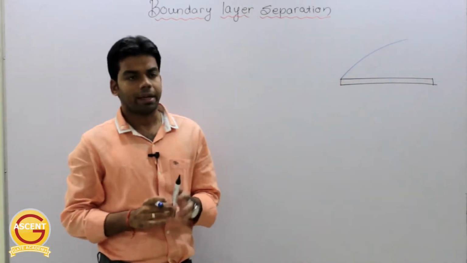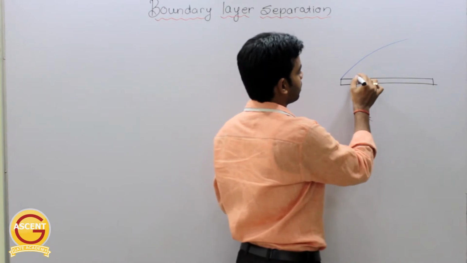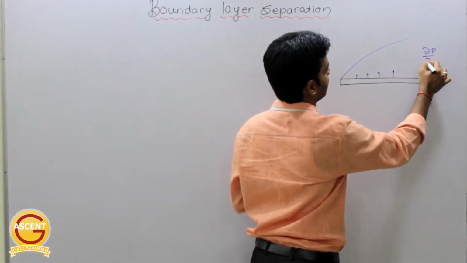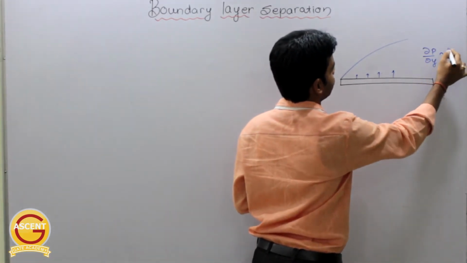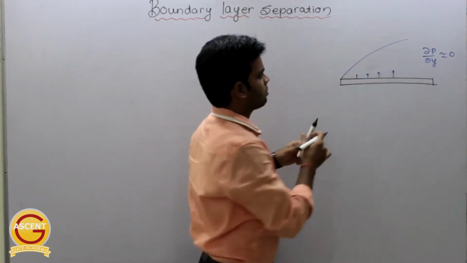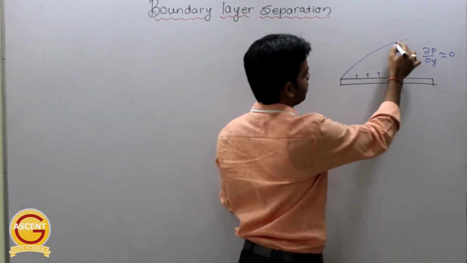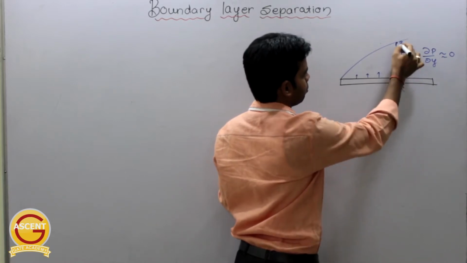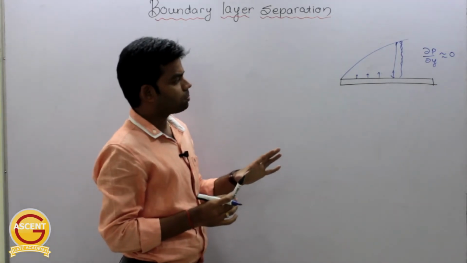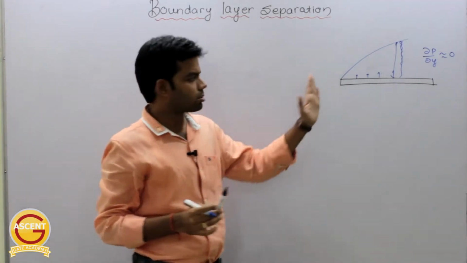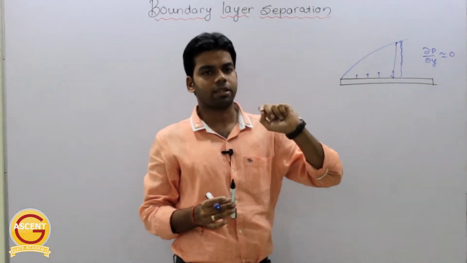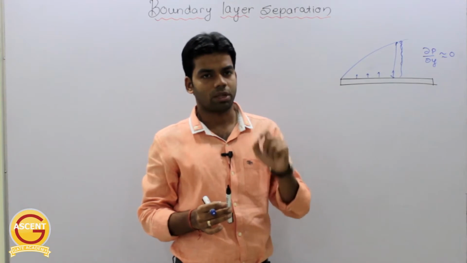In this boundary layer, if we move in the transverse direction, the pressure del P by del Y is nearly equal to 0. That means the pressure remains constant in this transverse direction. At any particular point, in this whole region, the pressure will be constant. But what about pressure change with respect to the x-axis? In the x direction, the pressure change depends upon the shape of the body.